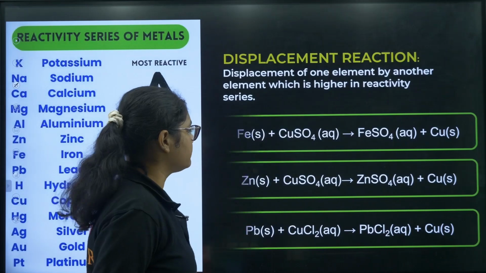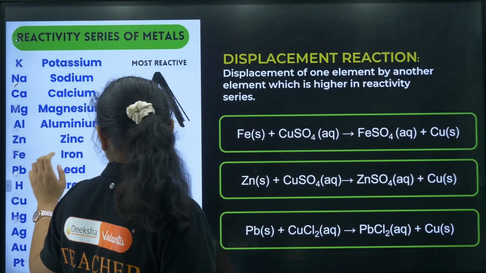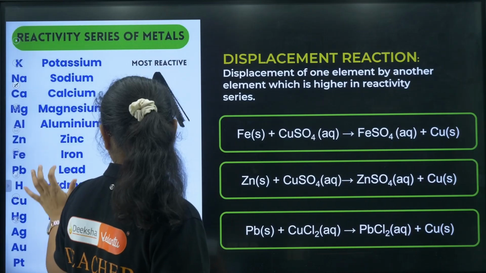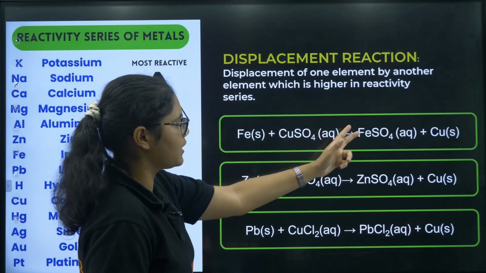Okay. Now, we have the reactions, a very simple example. See, Fe plus copper sulphate. You see Fe is present above copper, so Fe can displace copper. So, Fe will go here, copper will come out.